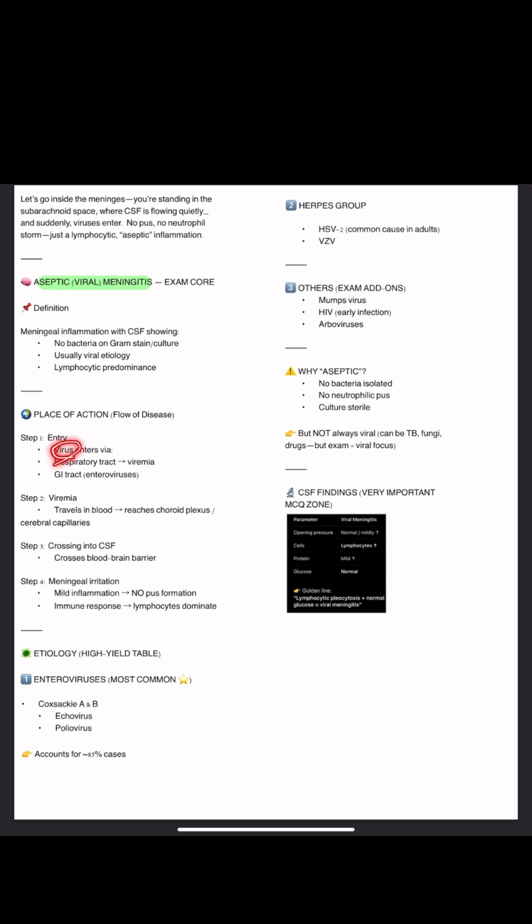Place of action, flow of disease. That is the entry of virus, it can be via the respiratory tract or GI. Now, viremia, the virus will travel in blood. It will reach the choroid plexus or cerebral capillaries. Then it will cross the blood-brain barrier and get into the CSF. There will be meningeal irritation, mild inflammation, immune response. There will be no pus formation as an immune response. There will be lymphocytic dominance.